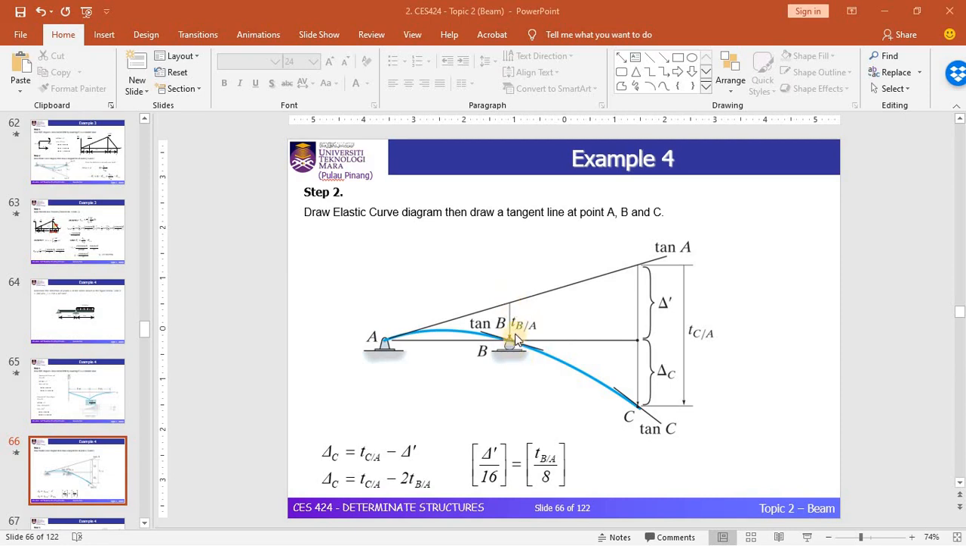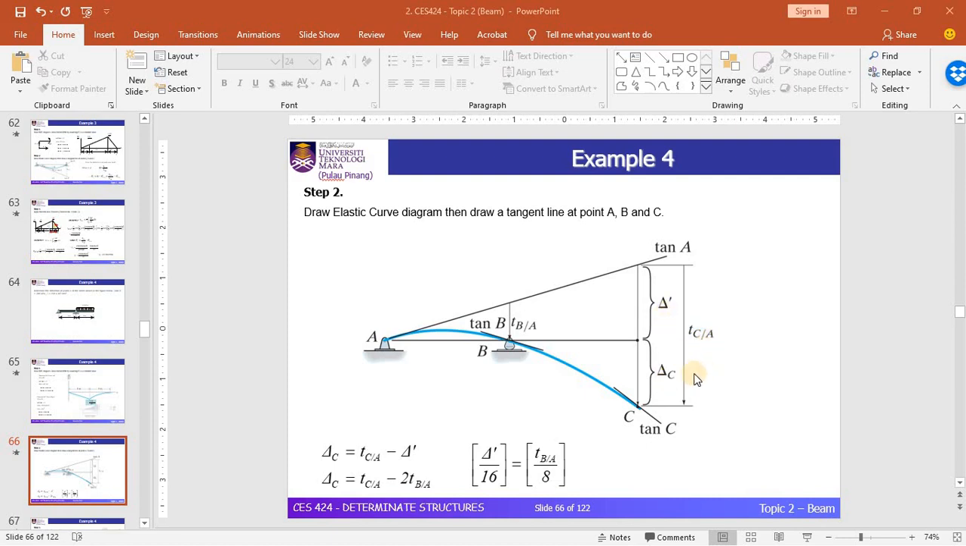For instance, here we have point B. This vertical deviation is measured from tangent A towards the deformed point B, so this is TBA. Meanwhile, for point C, we have a vertical deviation TCA, drawn from tangent A towards the deformed point C. This TCA can be used to calculate delta C. Try to focus on these three terms: TCA, delta C, and delta prime.